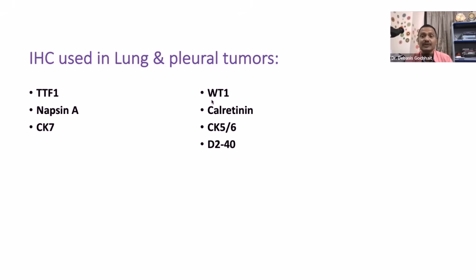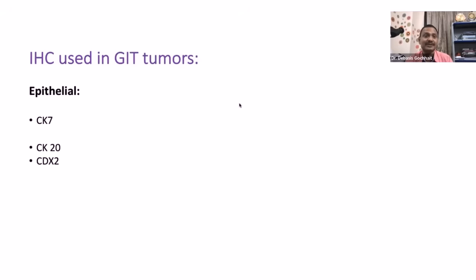Again, do you recall WT1? When did I tell you? I told you that it can be positive in ovarian serous carcinoma. Do you recall calretinin? Which tumor in ovary? Which sex cord stromal tumor? Yes, it can be in granulosa and theca cell tumors. Okay, so you see again it has got multiple applications.